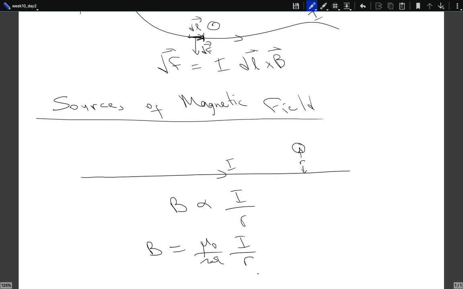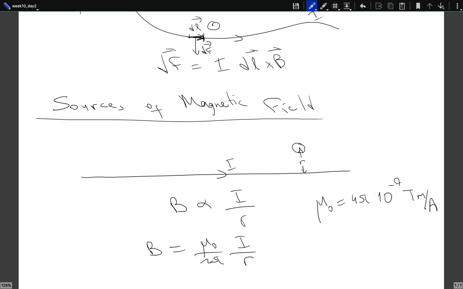Just like the k or the epsilon 0 we had in electrostatics, here we have another constant, mu 0. Mu 0 is defined as 4 pi times 10 to the power minus 7. What's the unit? Tesla meter per ampere. If you divide by distance, meters should cancel. If you multiply by ampere, the ampere should cancel, and what should remain is Tesla.